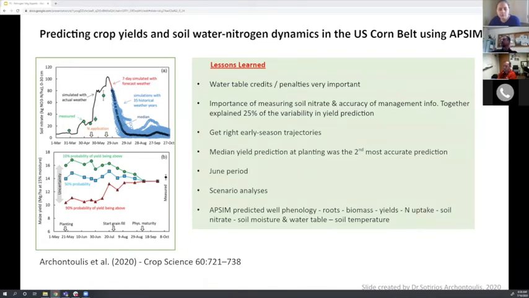The second lesson was about the importance of the initial conditions and especially measurements of soil nitrate. We found that these measurements were very helpful for accurate predictions. But unfortunately, very few people measure this, and we believe this is something that altogether we should start taking differently when we develop future data collection protocols.